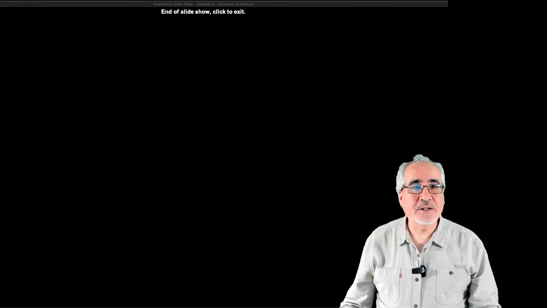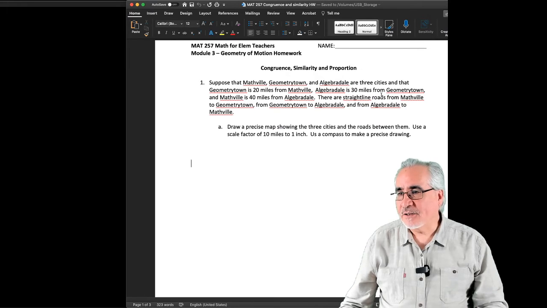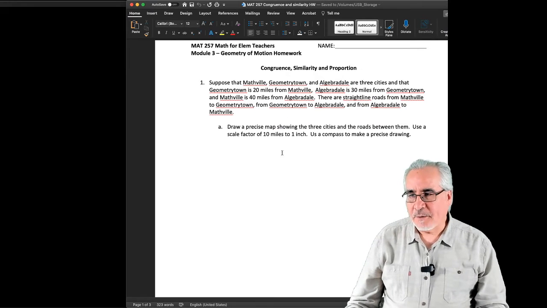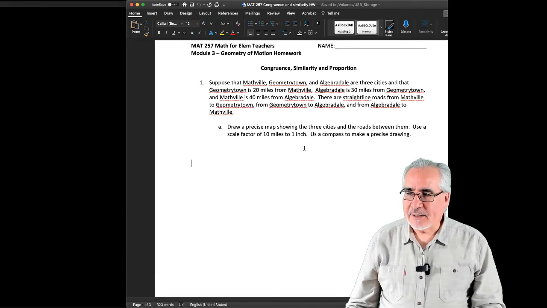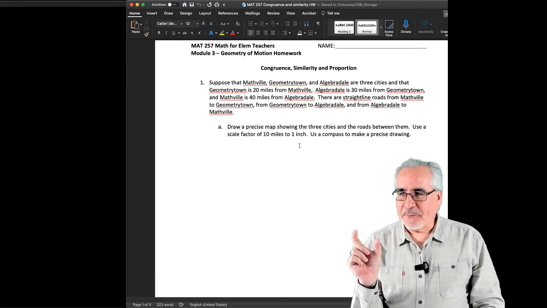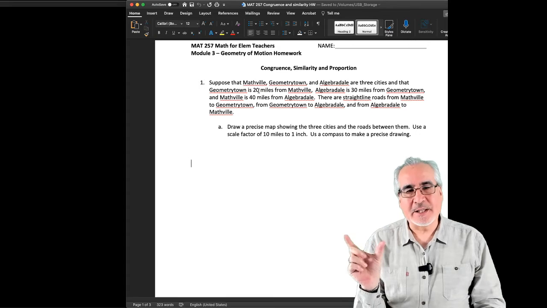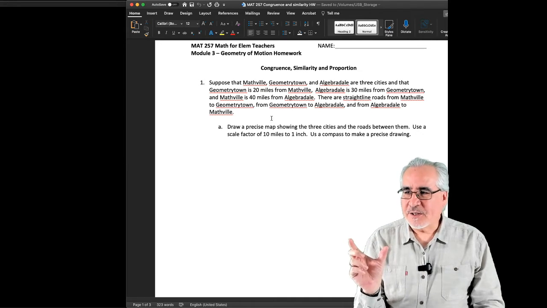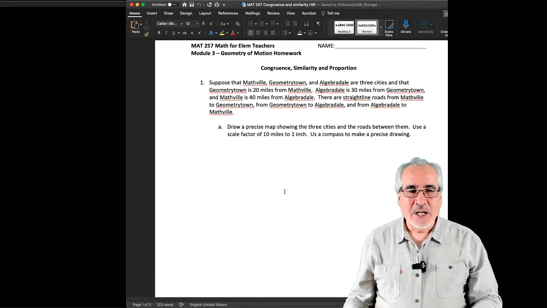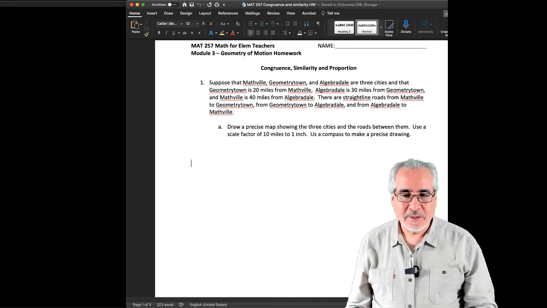Let's see, we are going to do similarities, congruent similarity. So what we're going to have you do is draw a map following this. And we're going to use similarities. Notice a scale factor, 10 miles is equal to 1 inch. So each inch is equal to 10 miles. And here we got 20 miles. So that needs to be 2 inches, right? 30 miles needs to be 3 inches, and so forth and so on. So you can, again, print these out and then draw them.